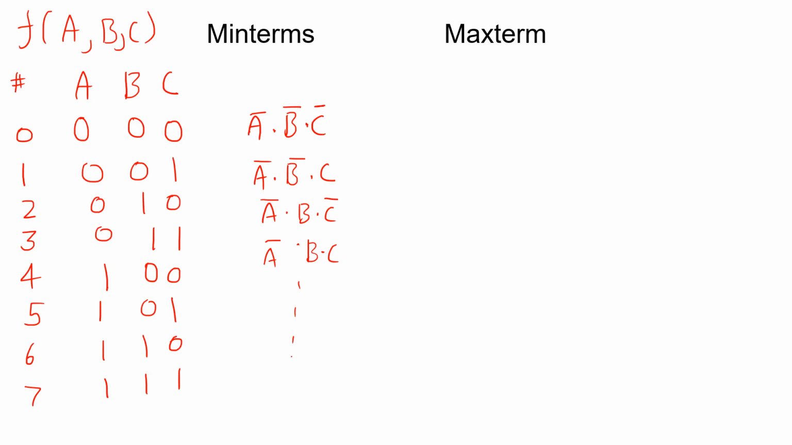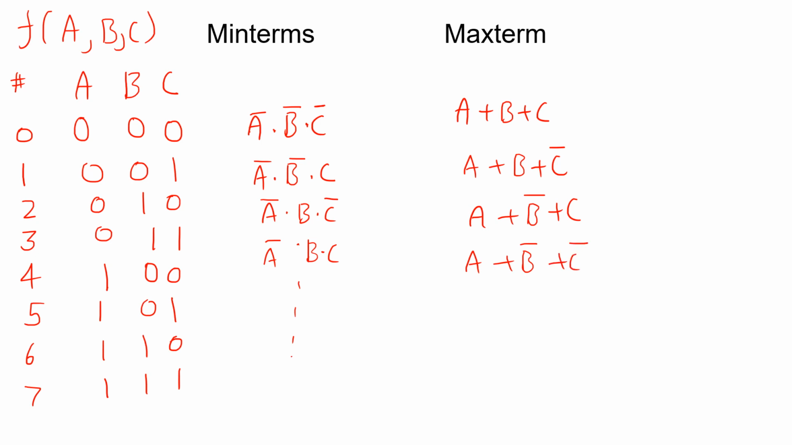Now if you write the maxterm for corresponding inputs, if 0 is there then it will be the normal value, if 1 is there then it will be complemented, and instead of dot it will be plus. So it will be a plus b plus c. Here it will be a plus b plus c bar, because this is 1, so you get the complemented value. Here you get a plus b bar plus c. Here you get a plus b bar plus c bar. In that way you can write maxterms and so on.